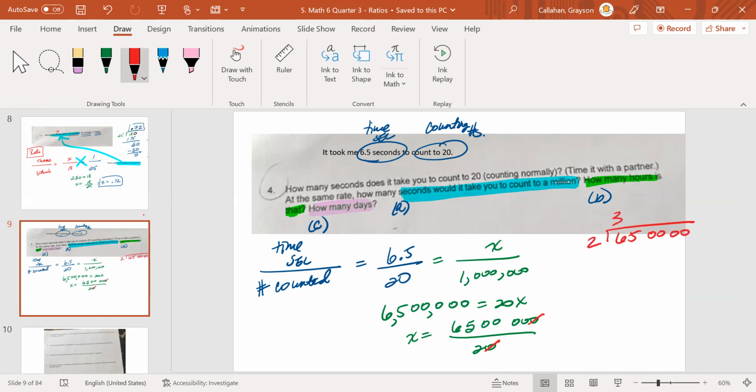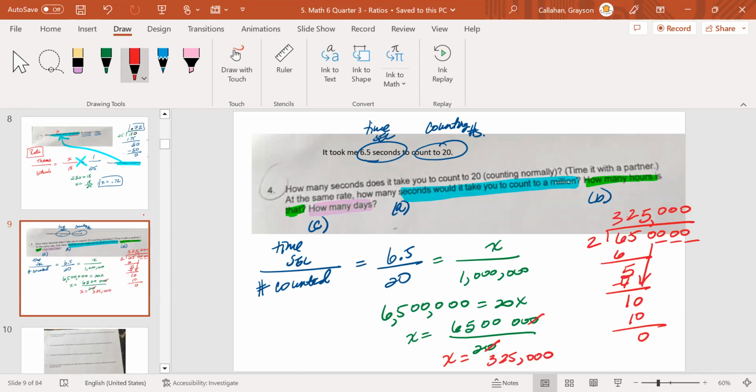Okay, then with the divide, 6, 5, 0, 0, 0, 0, 4 zeros now. Divide by 2. 2 times 3 is 6. You drop down the 5, right? 2 times 2 is 4. You get a 1, drop down a 0. 2 times 5 is 10. Drop down 0. There's 1, 2, 3 zeros. So x equals 325,000, right? So how many seconds is that? It's going to take you 325,000 seconds to count to 1,000,000. Do you see that?